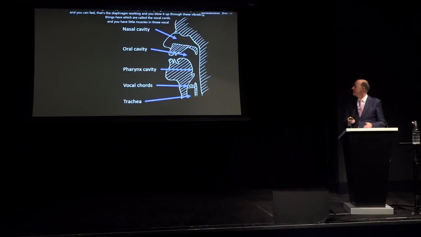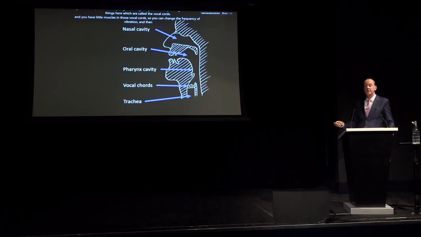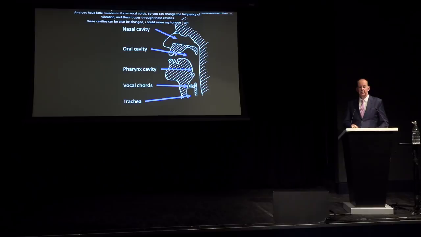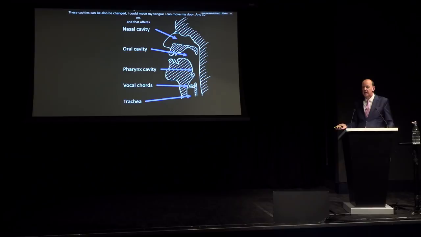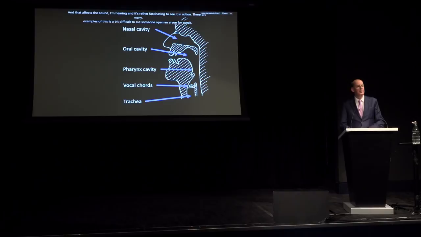And then it goes through these cavities, and these cavities can also be changed. I can move my tongue, I can move my jaw and so on, and that affects the sound I'm hearing. And it's rather fascinating to see it in action. There aren't many examples of this. It's a bit difficult to cut someone open and ask them to speak, but there are two things you can do. One is called electromagnetic articulography, which is where you fit little coils inside people's mouths. That's quite a fun thing to do. I mean, it's not fun if you're doing it. Obviously, having super glued coils to the roof of your mouth is not very pleasant, but it allows you to measure some of these motions.